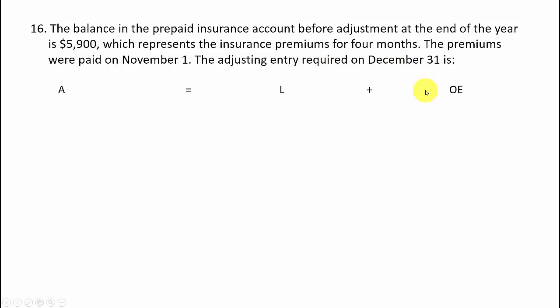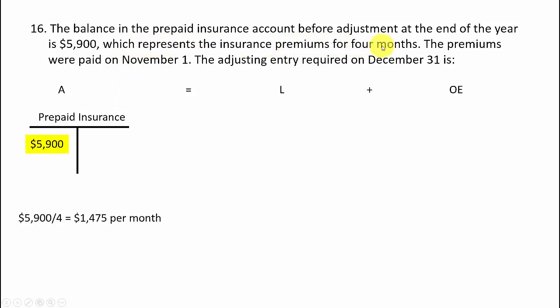Okay, here's our accounting equation. What we know is that we have a balance in this account, prepaid insurance asset account, of $5,900, which represents insurance premiums for 4 months. Well, that means that would be 4 divided into 5,900, or $1,475 per month. That's how much this account goes down each month.